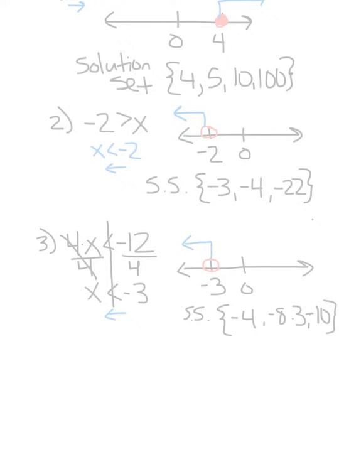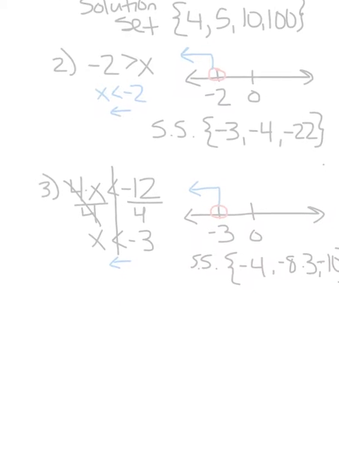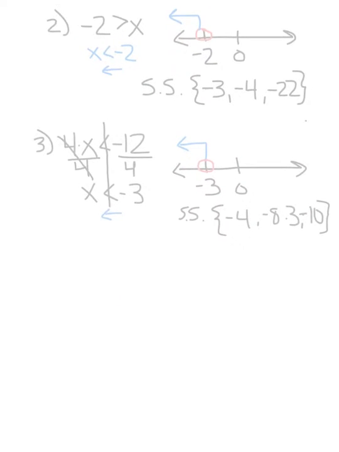All right, let's do one last problem together for our notes. All right, number 4 here. We have -2x - 4 is less than or equal to 10. So here is my inequality. It's a two-step inequality this time, so we have to do a little bit more work.